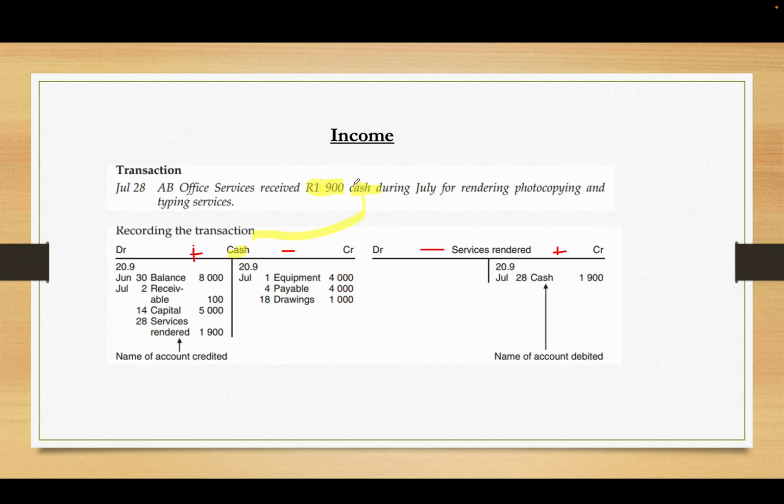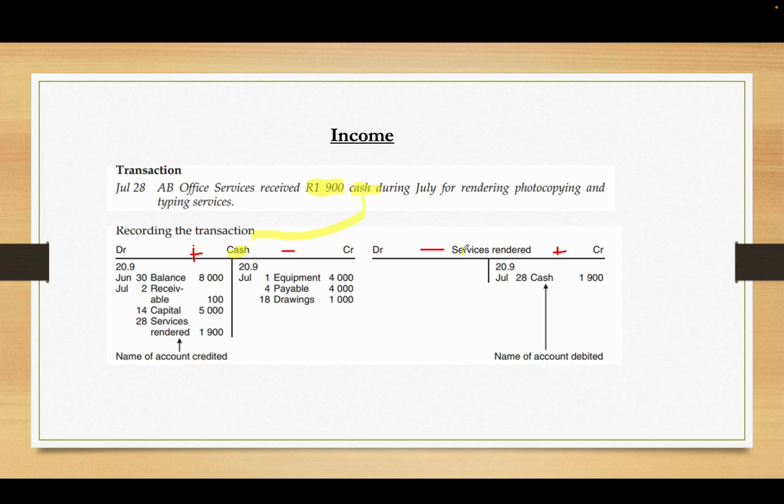The business is receiving money, and what else? We also basically did a service. We worked for them. It's a service. Services rendered. So these are the two T accounts. We have the cash T account. We have the services rendered T account. Services rendered is rendering a service.